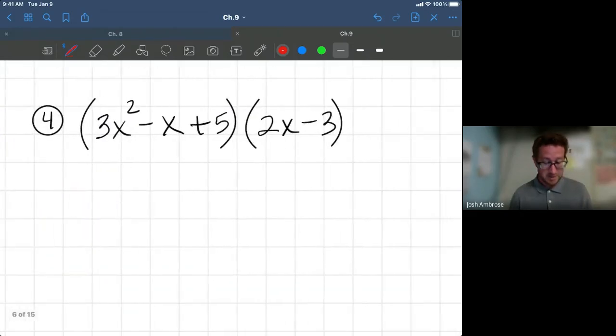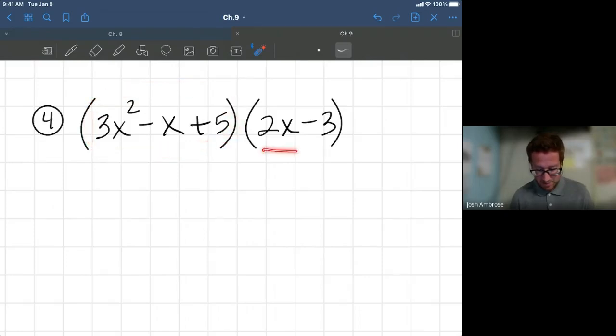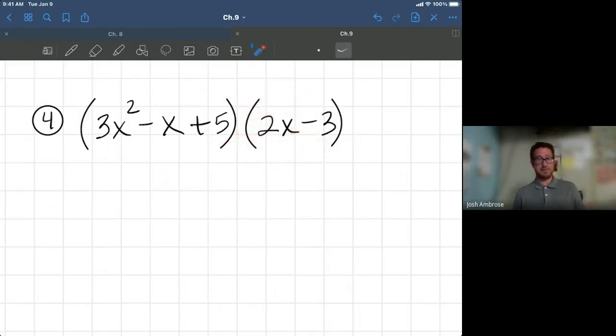All right, let's do another one, but now we're going to see a little bit bigger. We have a full trinomial right here, and then a binomial right here. It doesn't matter which direction you go. Now, what do I mean by that? I mean, do I take these terms and multiply them over here? You can. Not a problem. You're going to see a lot of arrows there. You could do that. You can go the other direction too.